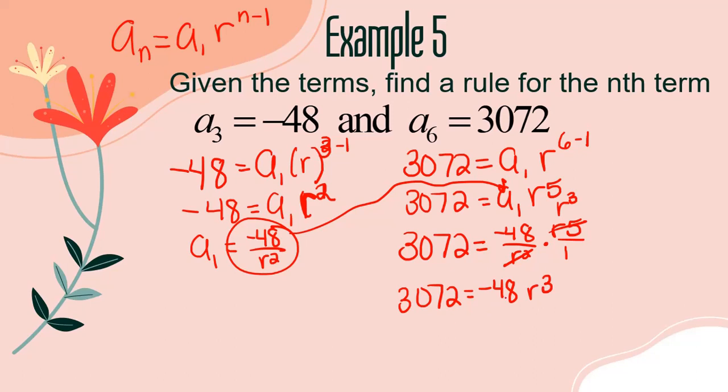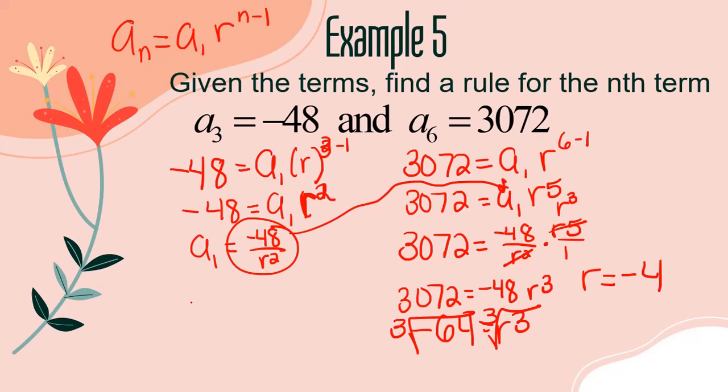Let's divide by negative 48, shall we? Well, that's negative 64. r cubed. I've got to cube root both sides, it looks like. So negative 64 to the cube root of that, the 1/3 power. I get that r is negative 4. So my common ratio is negative 4.